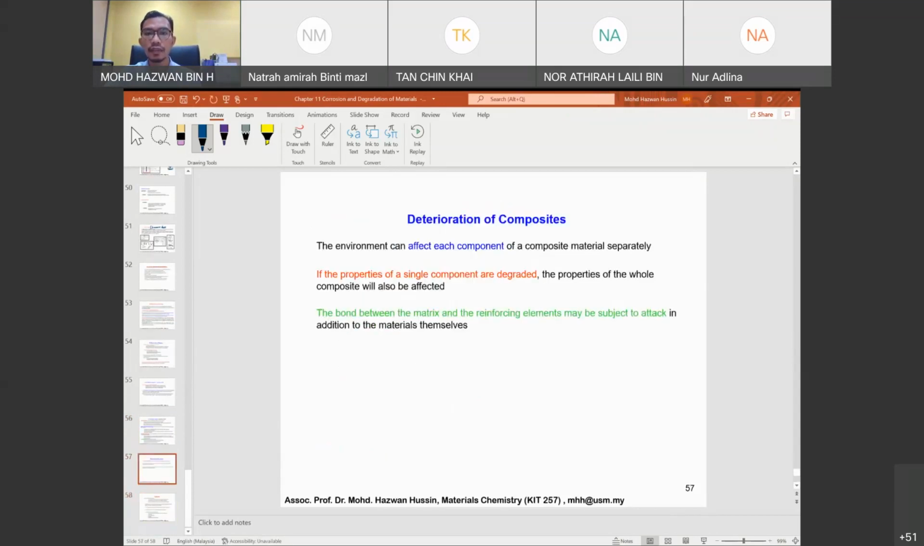And finally, we have composite. Composite is mostly a combination of maybe polymer with other things. And composite is considered to be one of the best materials because it can withstand chemicals and it can withstand the mechanical effect as well. If the properties of a single component are degraded, then the whole composite will be affected as well. So this is actually part of the weakness.